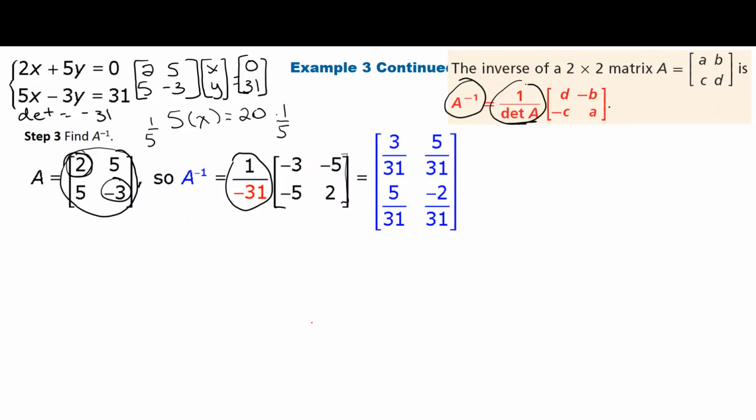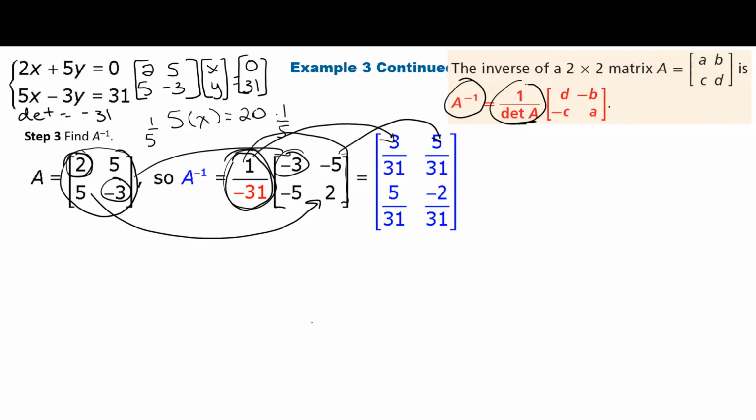So the 2 and the 3 get switched. The 3 is now on top, the 2 is now on the bottom. And our 5s, we're positive over here, we just take the opposite of those. So this is just multiplying a scalar by a matrix, and so we just multiply each one. 1 over negative 31 times negative 3 is there. This one becomes there. 1 over negative 31 times negative 5 comes to here, and the 2 comes here. So now we can see in blue, this is our new inverse.